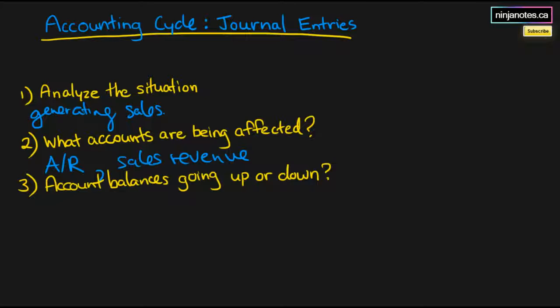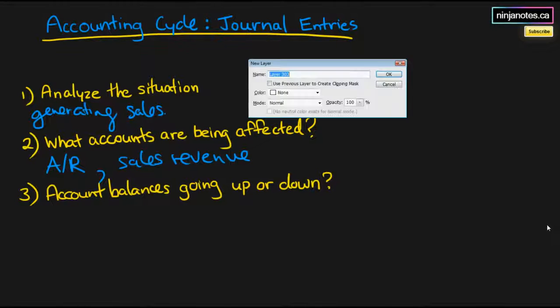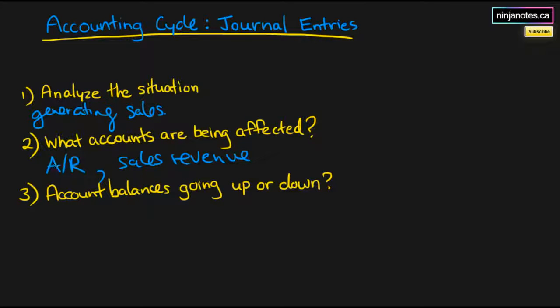The third part is, are the account balances going up or are they going down? Well, if we're incurring an asset, we're gaining an asset. So the account balance of accounts receivable is going to be going up, and since we're generating sales revenue, of course the revenue account is going to be going up as well.